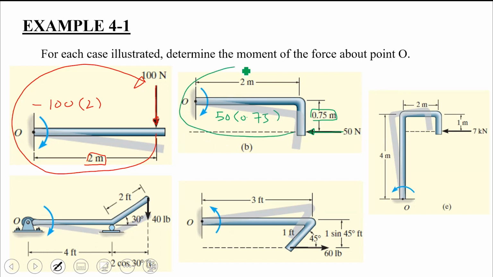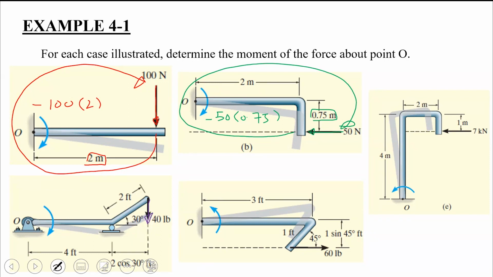What about the direction? What is this tendency? Clockwise or counterclockwise? Clockwise. It is again clockwise. So we are going to include it with a negative sign. So the overall moment caused by this force is going to be minus 50 into 0.75 Newton meter. Clear है या कोई doubt है किसी को? Okay. So moving on to the third figure, which is figure C.